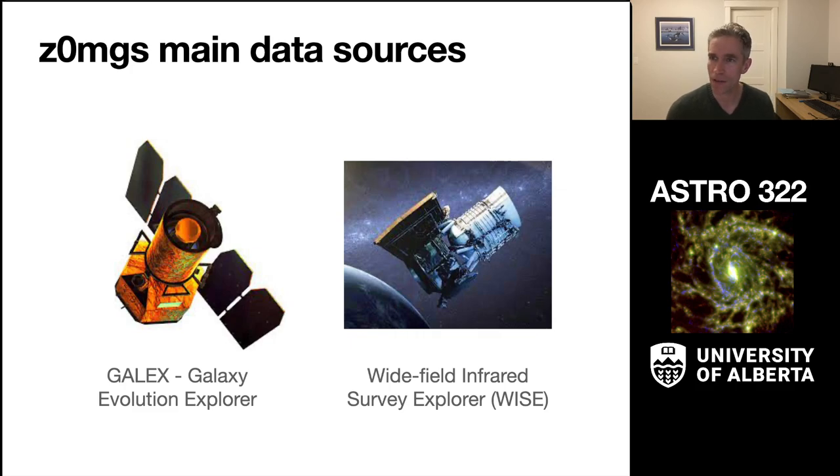I wanted to start out by telling you about the Z0 MGS. It comes from two main data sources. The first one is the Galaxy Evolution Explorer, and the other one is the Wide Field Infrared Survey Explorer. GALEX is the first one, and then we'll call the second one WISE. These were two satellite missions that ran in the first couple decades of this century, so 2000 up to 2020, and they surveyed large chunks of the sky, and therefore they had this great perspective on what the nearby galaxy population looked like.